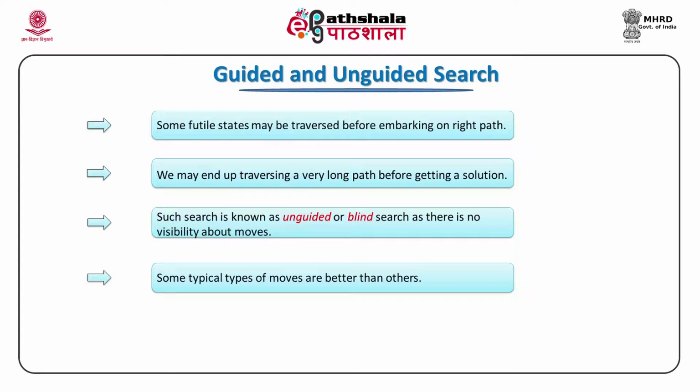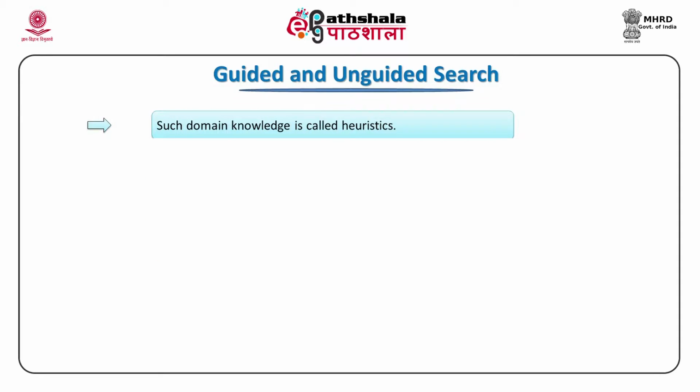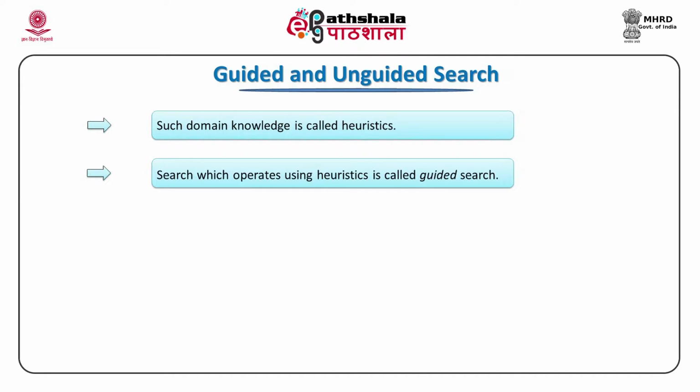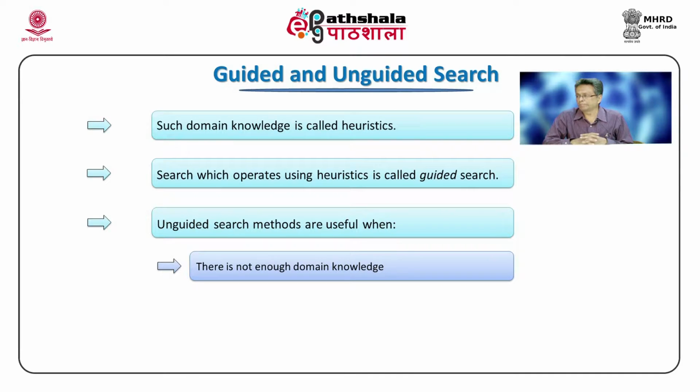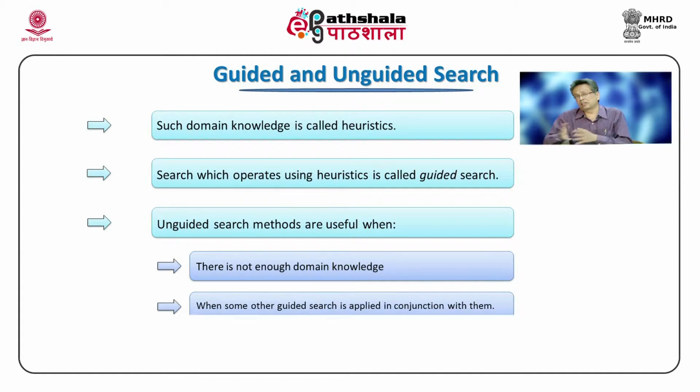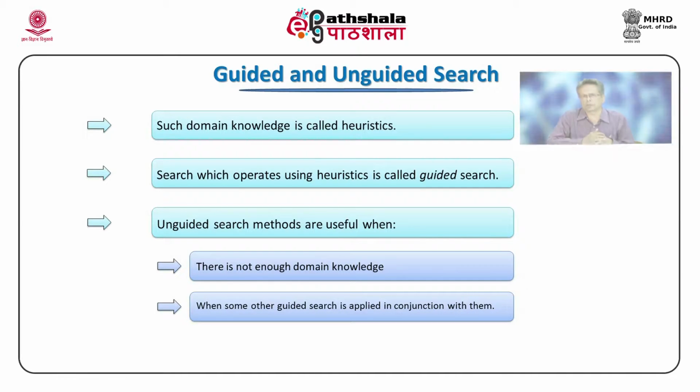We have already seen some domain knowledge. If you have that domain knowledge, where you can say which move is better than the other, it is called heuristic. If you use heuristic, it becomes guided. If you do not use heuristics, unguided. Unguided search is used in two cases. There is not enough domain knowledge, we do not know. And when there is some guided search already applied, the problem domain becomes so small that you do not need to worry about heuristic, you just try exploring all possible options and solve it.